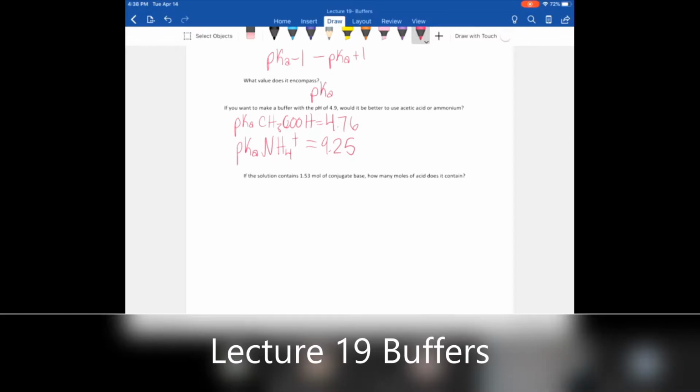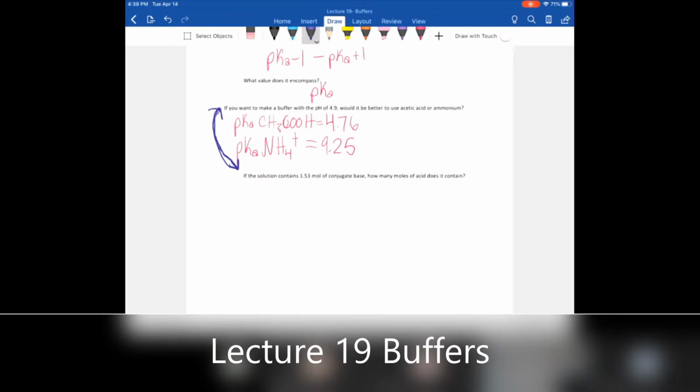So if the solution contains 1.53 moles of conjugate base, how many moles of acid does it contain? This is feeding off of the question before. Technically, in order to solve this question, you need to solve that question, so you need to know which one to use. Would you be using ammonium or acetic acid? But we already determined that we're using acetic acid. So it's telling you how many moles of conjugate base you have.